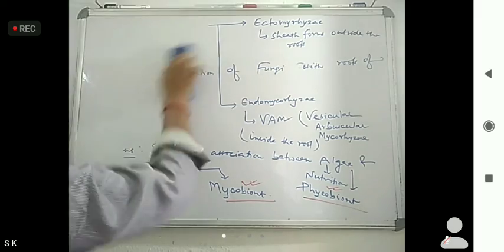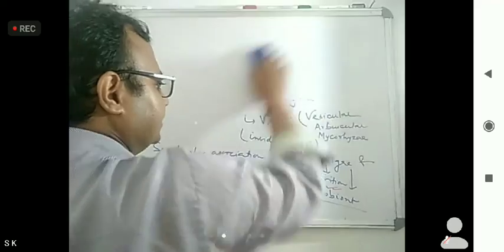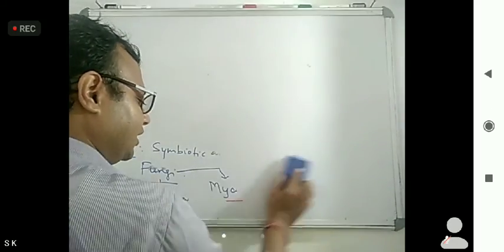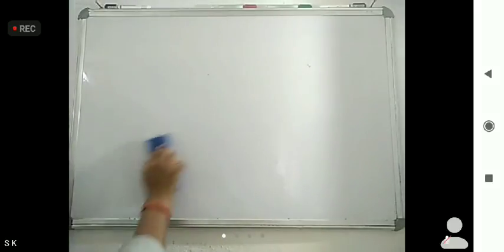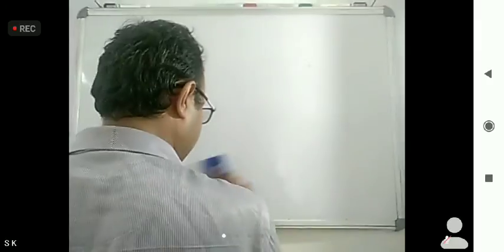In the next class, we will see viruses and their types, and then we will come to the plant kingdom. The plant kingdom has algae, bryophyta, pteridophyta, gymnosperms, and angiosperms. We will see their features. Okay, thank you.